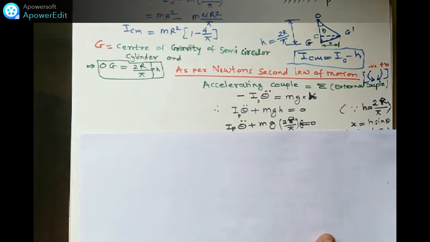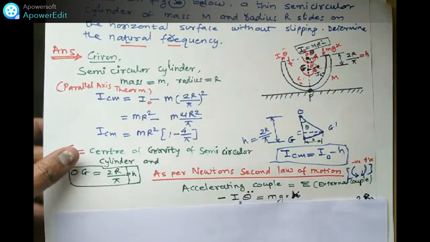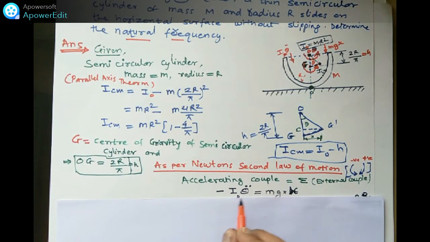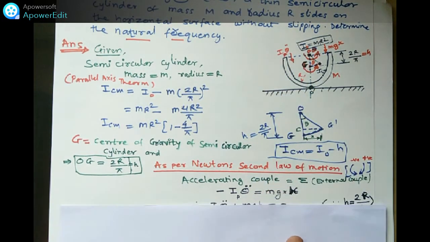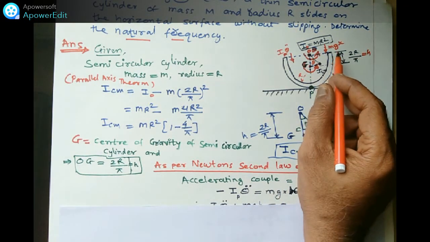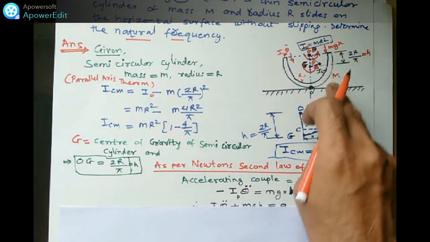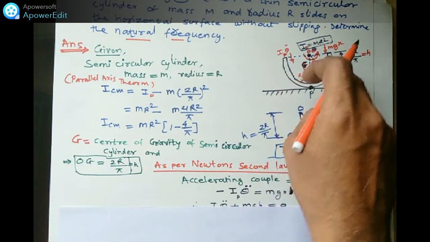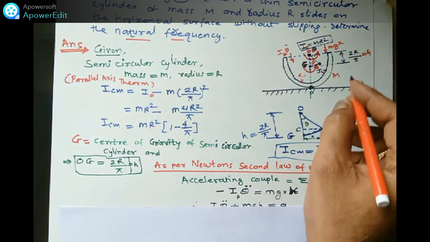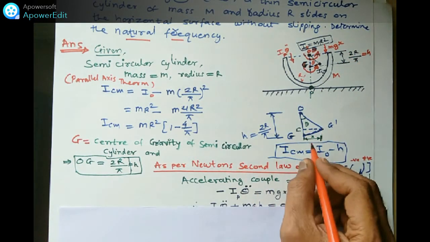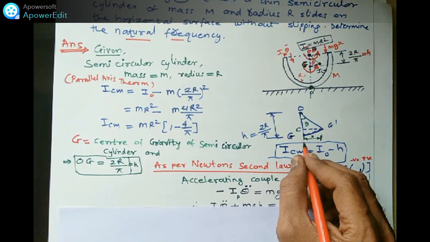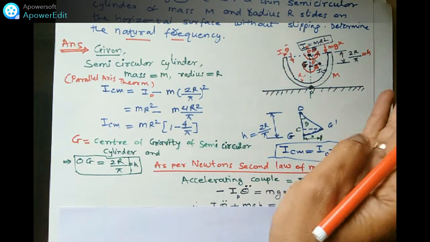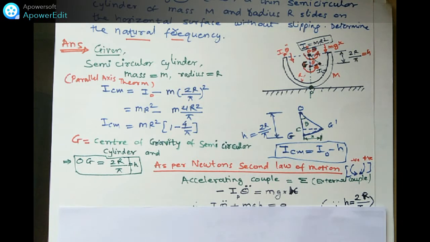So in this case, what will happen? As per Newton's second law of motion, this is the accelerating couple, IP theta double dot. And in this case the external couple is formed when we apply the displacement in this direction or in this direction, displaced by theta. So this displacement x we have to find out. This x is the displacement along this direction, this inclined direction, in the horizontal direction, that we have to find out.